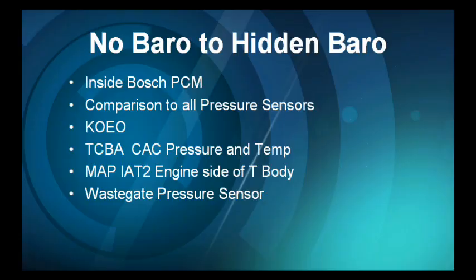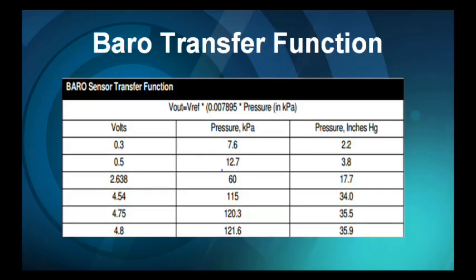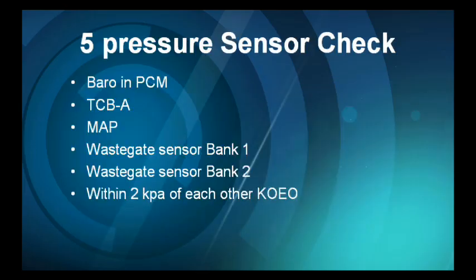So do your pressure sensor correlation check, key on, engine off. So as you can see, key on, engine off, you may have turbo inlet pressure, manifold pressure, wastegate canister pressure, and the baro sensor. Here is the baro transfer function, how voltage and pressure are correlated to the computer from the internal barometric pressure sensor, known as the transfer function. There's our 5 pressure sensor check.